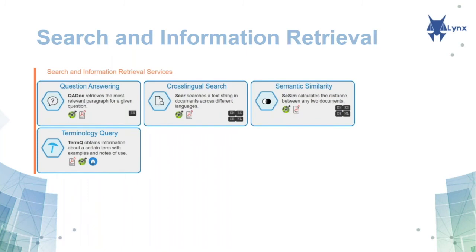Next slide, please. The search and information retrieval services, as already mentioned, are mostly used as end user services. Here you find, for example, question answering that would try to find the relevant document and the exact answer in that document, or the cross-lingual search service. Other examples are semantic similarity and queries to terminology.